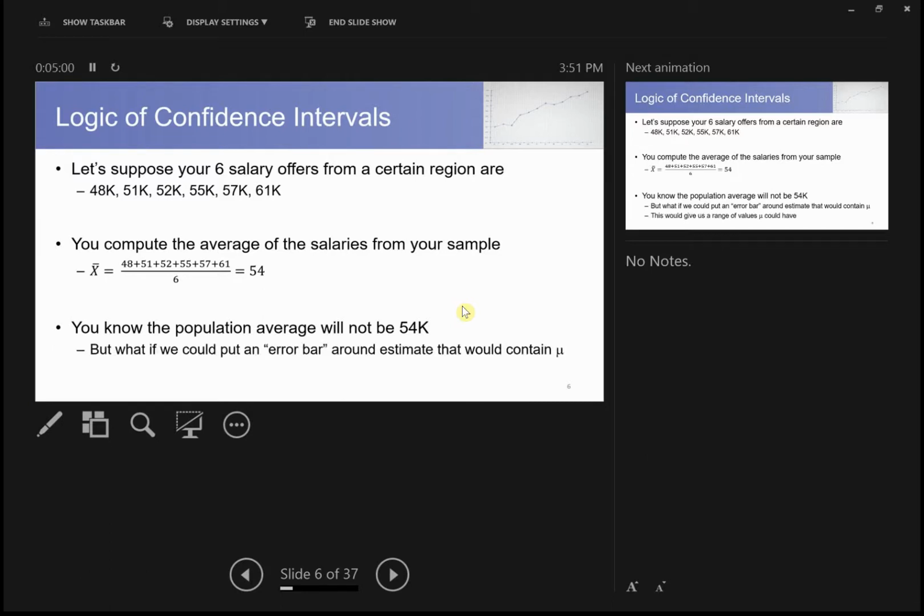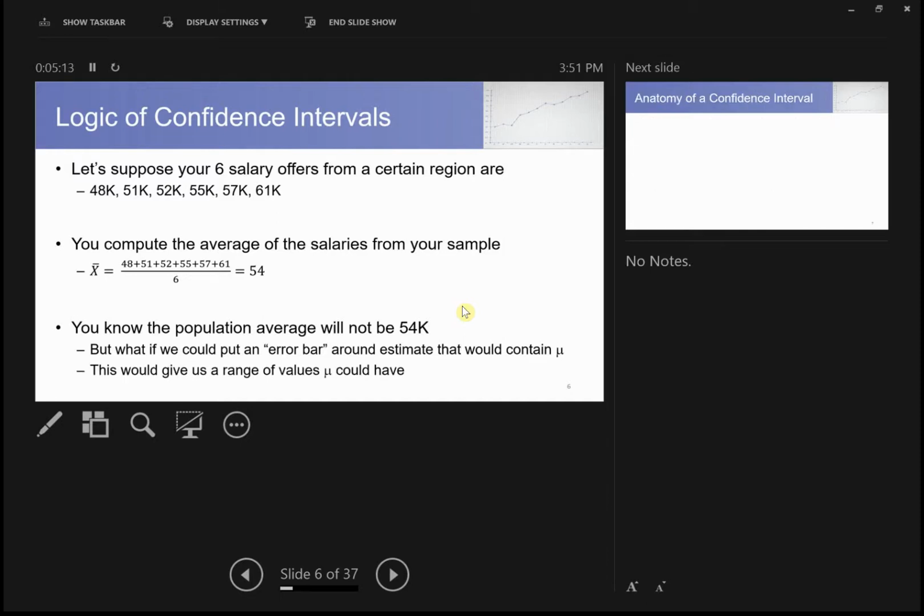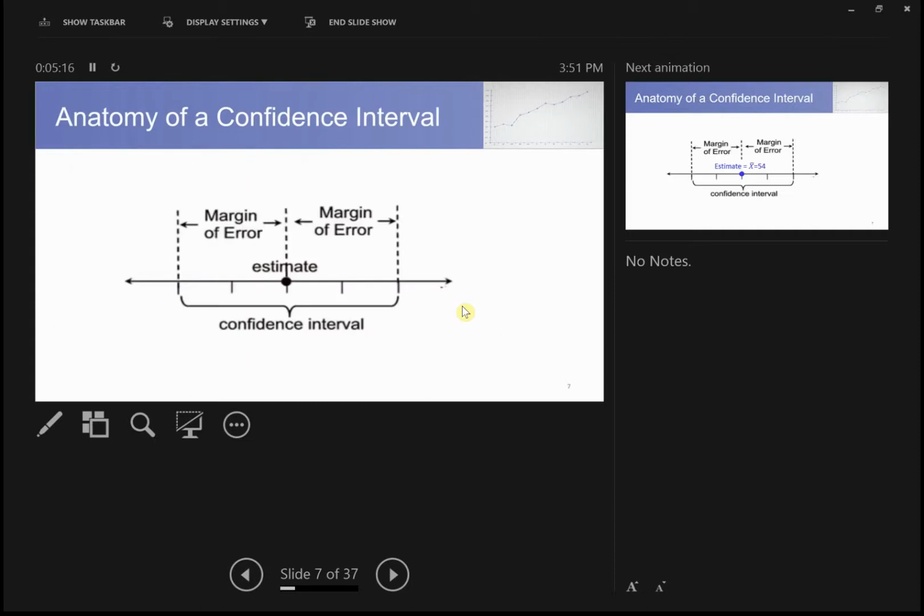So this is the idea. We want to put an error bar around our estimate, and we're going to say that this error bar should contain the population mean. That's what we'd like to do. So this is the basis behind what we call a confidence interval.